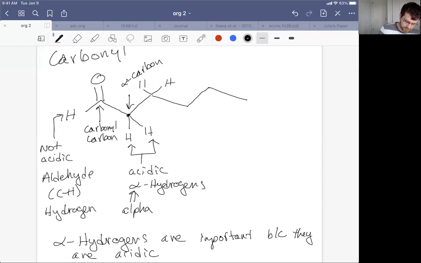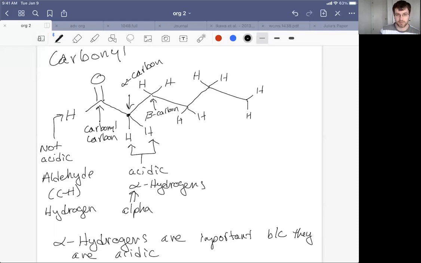We have hydrogens here, here, here, here. In this particular example, the only ones that are super important are the alpha hydrogens. And we could keep going, so I'm just going to draw 2 of the 3 at the end. So we have the alpha carbon. Next to the alpha carbon is the beta carbon.